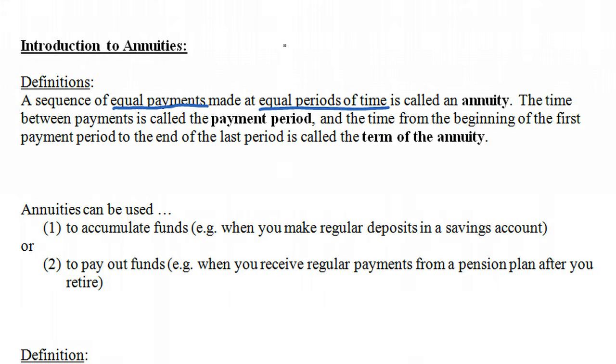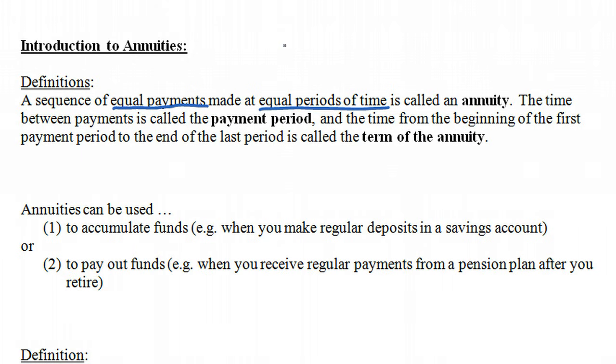Now, the time between payments is called the payment period. So that would be 1 month in that scenario. And the time from the beginning of the first payment period to the end of the last payment period is the term of the annuity. Maybe you're going to retire 30 years from now, and you start putting in these payments for 30 years. The term of that annuity would be 30 years.